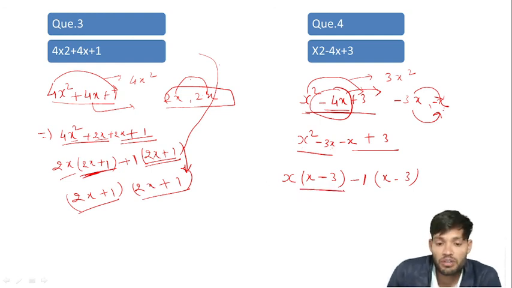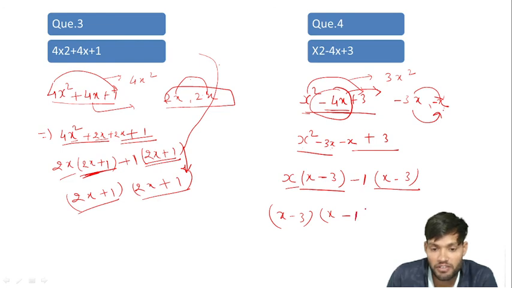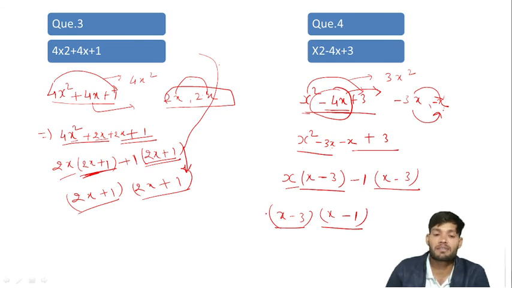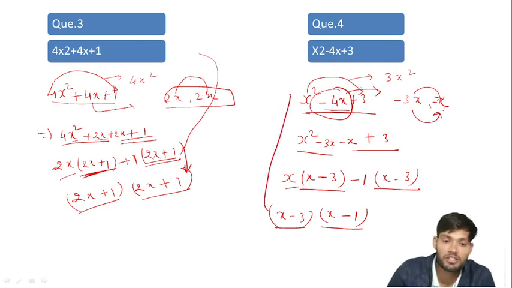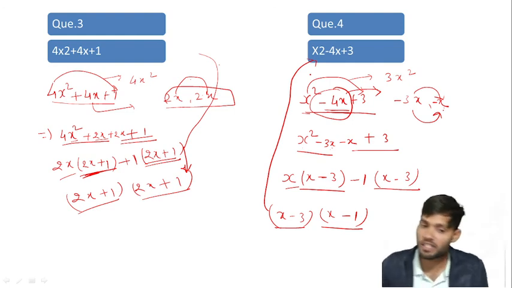Now again we have to take common from both the places. In both terms, x minus 3 is common. x minus 3 will be common from both terms, x will remain from here, and minus 1 will remain here. So finally x minus 3 and x minus 1 are the factors of the expression x square minus 4x plus 3.